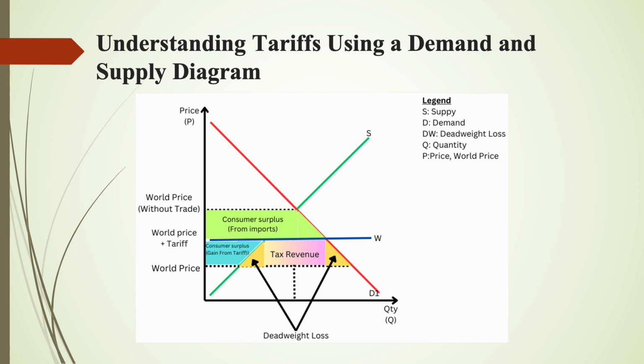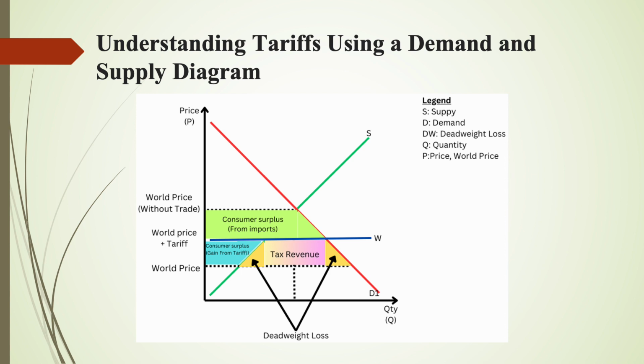So as you can see on my diagram, we have the legend on the right hand side, which will show you what each of those initials and letters stand for. You can see on the left hand side the price, so the price of an import product. On top, you've got the world price without trade, in the middle the world price plus a tariff, so plus a tax, and then underneath that, you've got the world price with no tax involved.